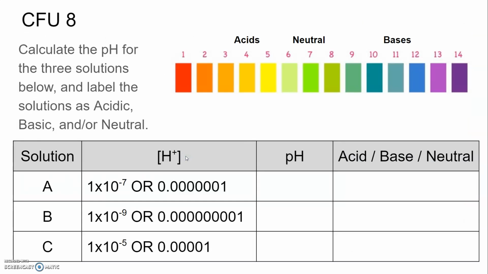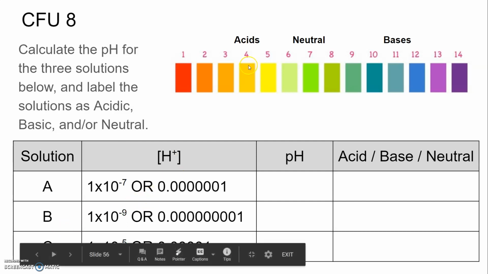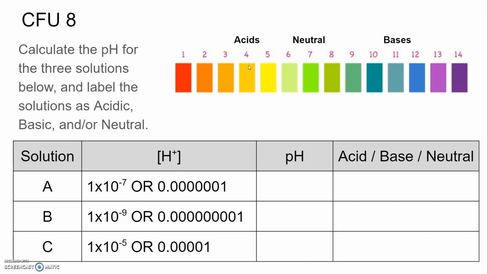Okay, so I have a CFU for you to do now. I want you to calculate the pH for the 3 solutions below in the table, solutions A, B, and C. And after you calculate the pH, I want you to label it as acidic, basic, or neutral. Now, one thing to note here is that for the concentration of H+, I wrote it in scientific notation, so like 1 times 10 to the negative 7. And I also wrote it in decimal form.